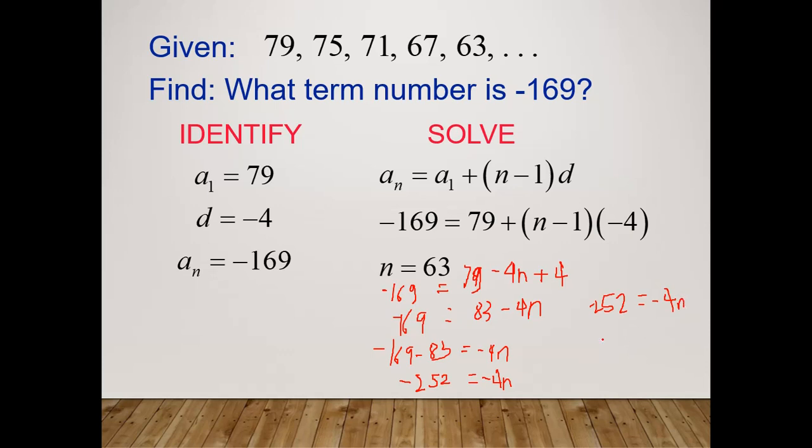Okay, in order for you to get n, divide both sides by negative 4. And of course, dividing negative 252 by negative 4, that is positive. So that is positive 63. So ito, cancel. So magiging positive n. So that's why your n is 63. What does this mean? Ano ibig sabihin yan? Ibig sabihin, ang negative 169 ay pang 63rd term. Okay? Pang 63rd term siya.